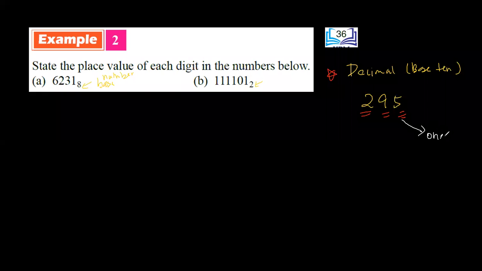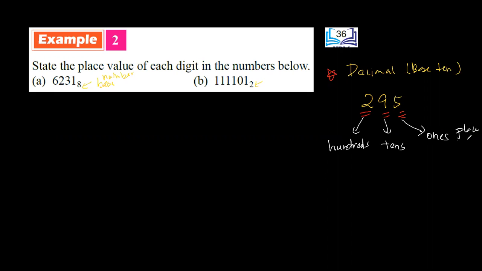Okay, it's ones. And then 9 is tens. And then 2 is hundreds. So these are called place values. When we express place value in terms of words, that is one way, but when we express the place value in terms of numbers, this means 10 to the power of 0.